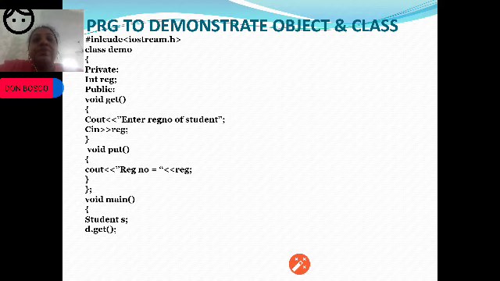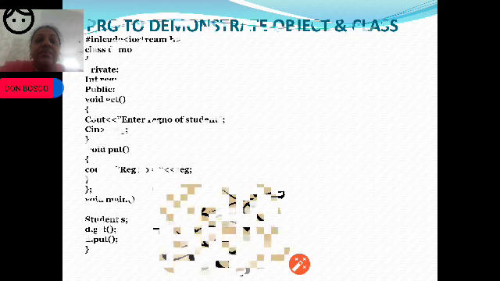Now we want to access the members. We want to accept the register number. To accept the register number, we make use of a function, that is get, which will accept the register number of the student. Similarly, after accepting the register number, we print it by using the put function. There we close the main function.